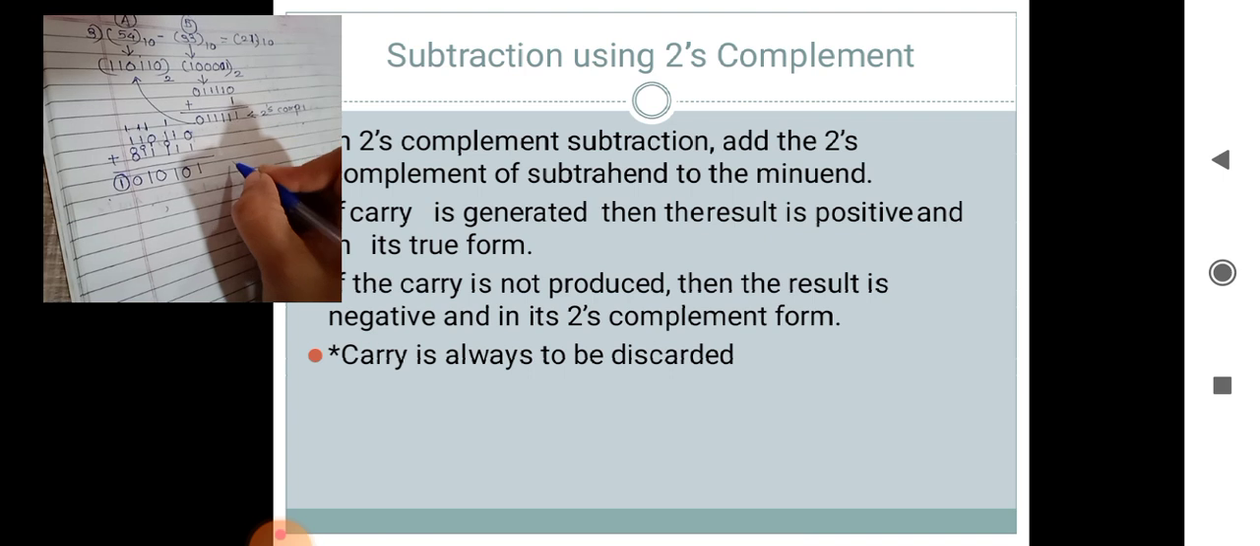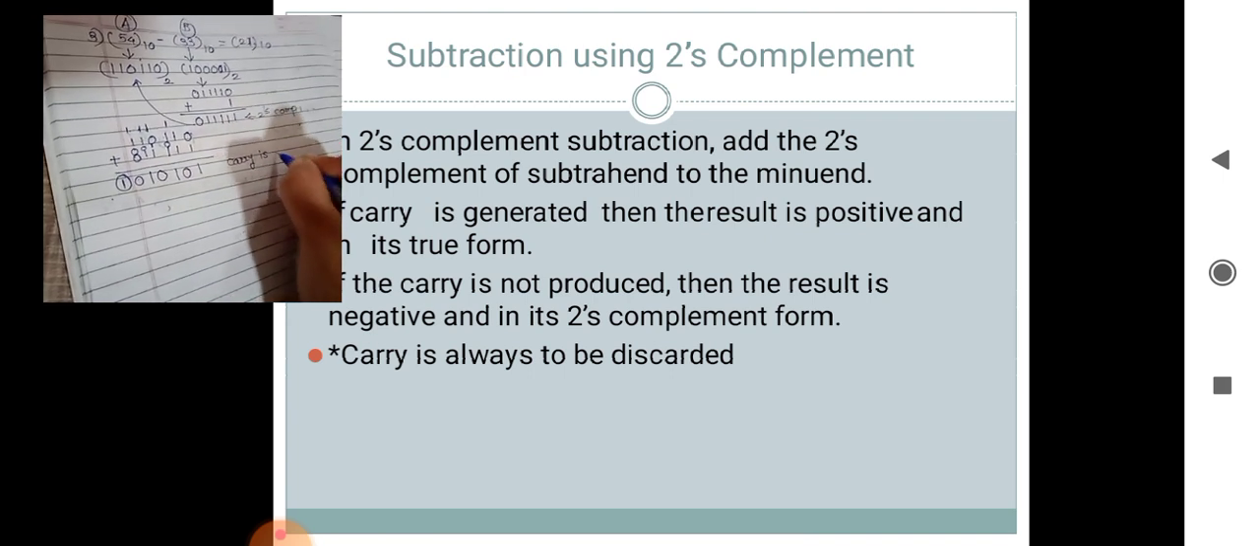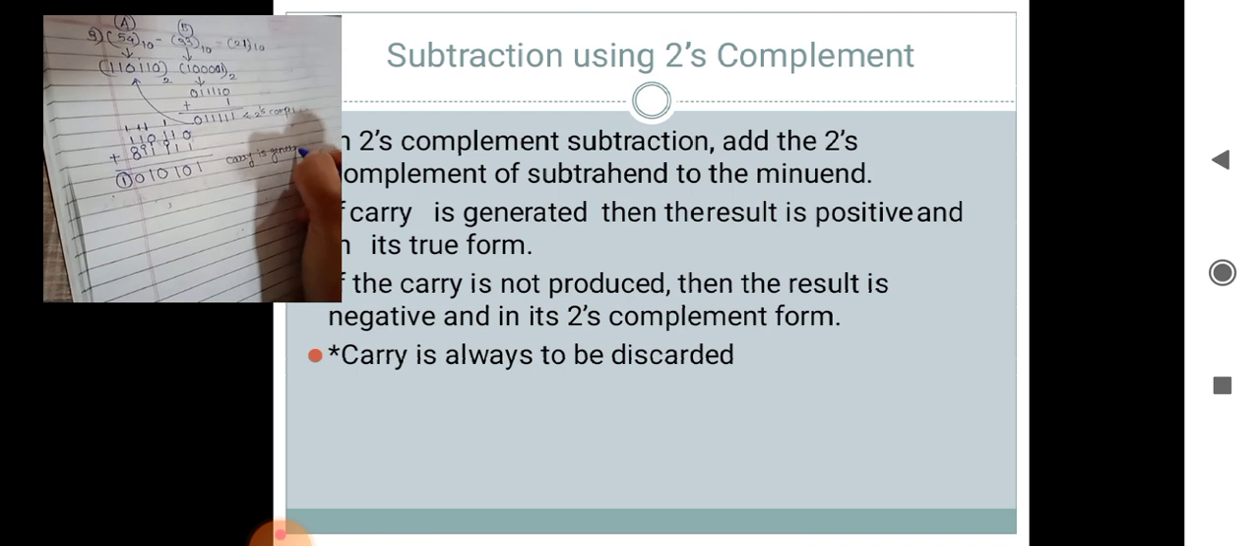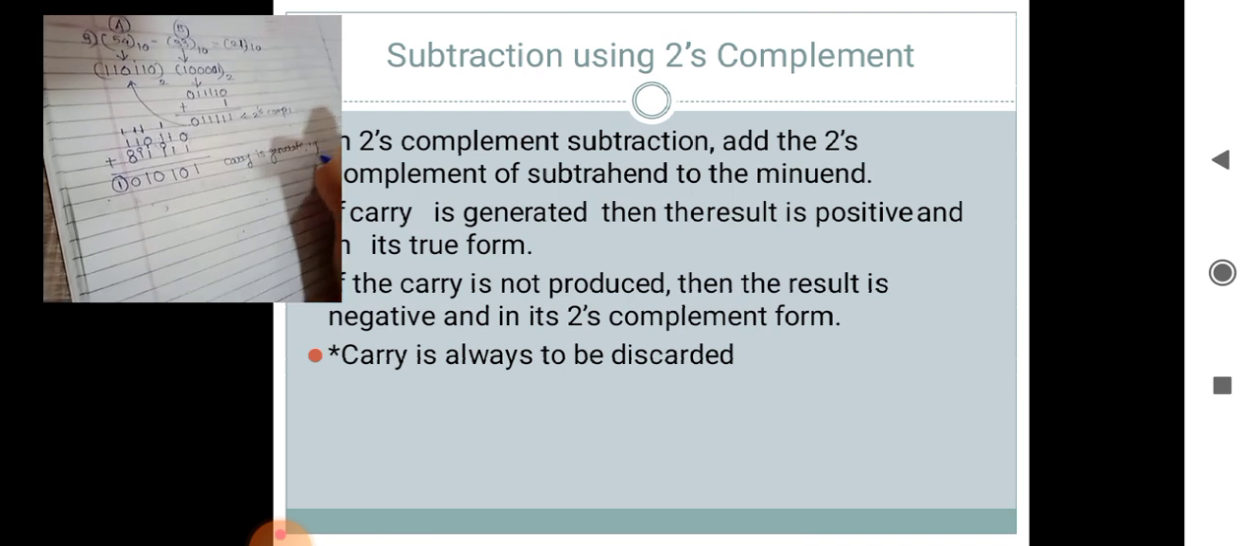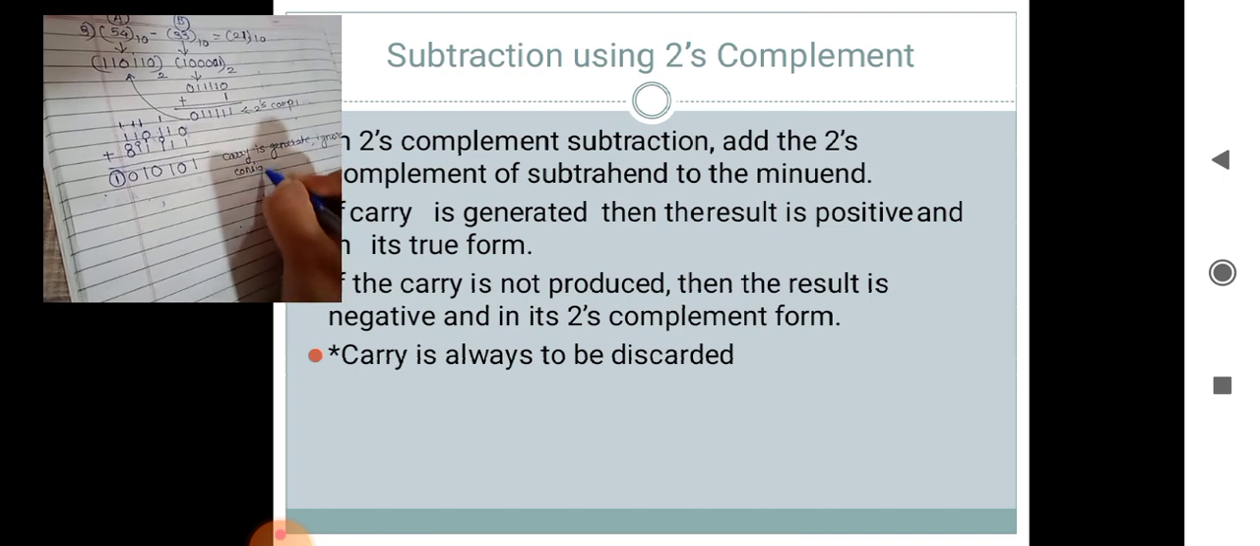Carry is generated, so ignore the carry and consider the answer as positive.